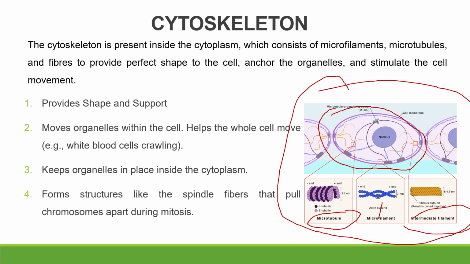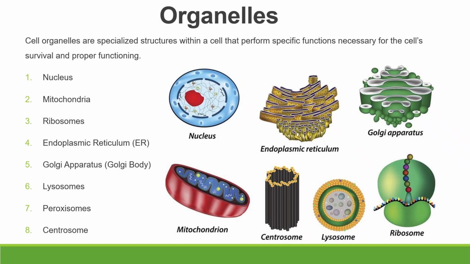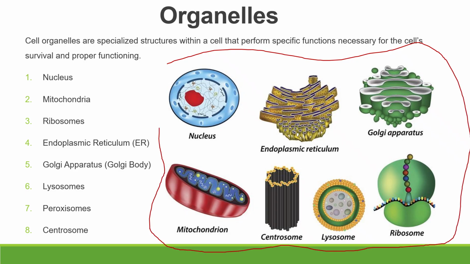Hope it's clear. So here we can see all the cell organelles: the nucleus, mitochondria, ribosomes and endoplasmic reticulum. There are two types of endoplasmic reticulum: smooth endoplasmic reticulum and rough endoplasmic reticulum. And the Golgi apparatus, lysosomes, peroxisomes and centrosomes. These are the major organelles. Not only those, there are many other types of organelles.